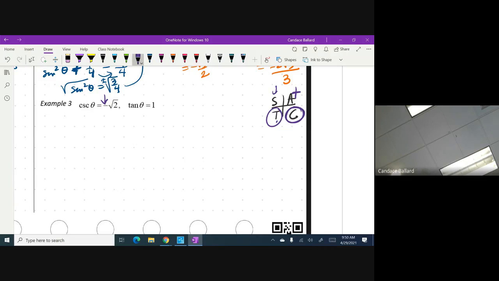Excellent. Okay, so now I need to figure out tangent. Tangent is a positive number. So out of quadrant 3 and quadrant 4, which one of those is tangent positive in? So which quadrant am I going to land in? What are you guys thinking here in the room?